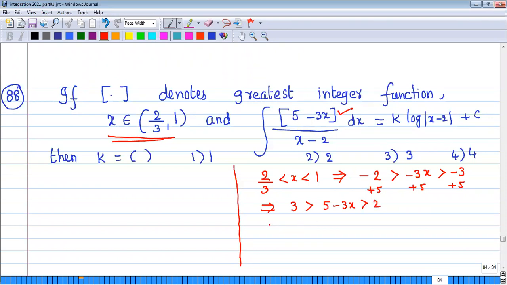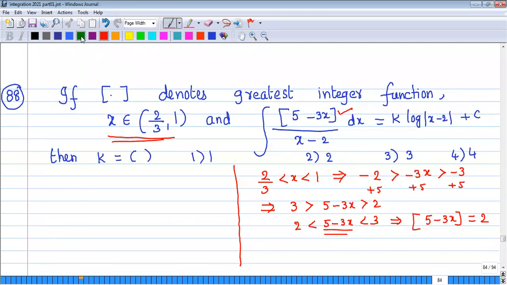That means reverse it: 2 less than 5 minus 3x less than 3. That means 5 minus 3x lies between 2 and 3. It takes values from 2 to 3, meaning it cannot be equal to 3, but it will be more than 2: 2.1, 2.2, 2.3, 2.9 like that. So whenever it is between 2 and 3, the integral part becomes 2 only. That means the integral part of 5 minus 3x is defined as 2 in this interval.